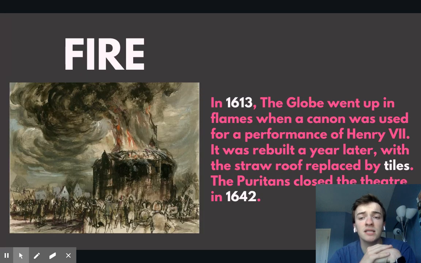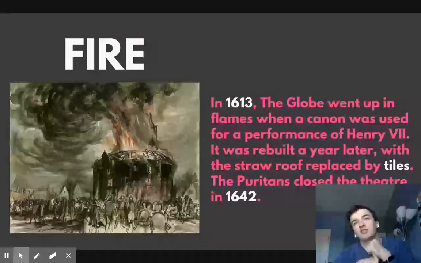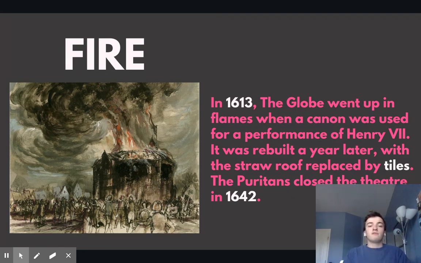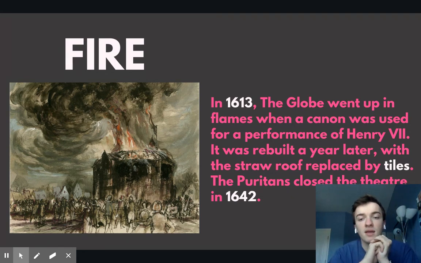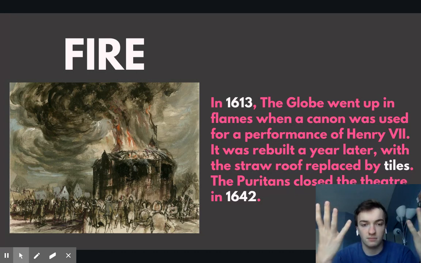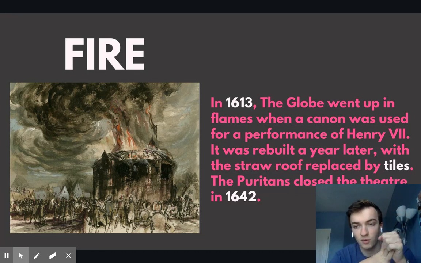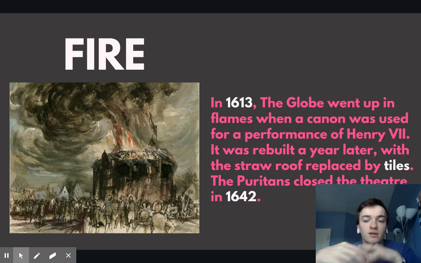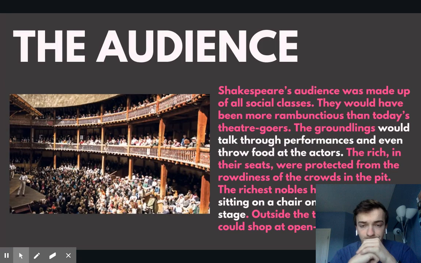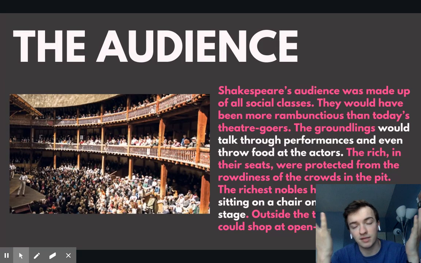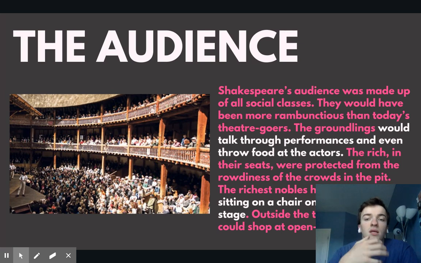So in 1613, the Globe went up in flames. There was a cannon used during a performance of one of Shakespeare's plays, and the cannon shot off, caught the whole place on fire, and it burned down. And then they just had to rebuild it. So technically, the Globe that is there now is not the official Globe when Shakespeare was performing. So the Puritans closed the theater in 1642. Again, though, it did reopen. It is open now.